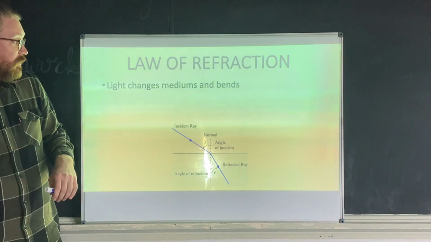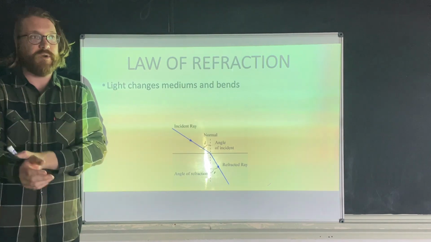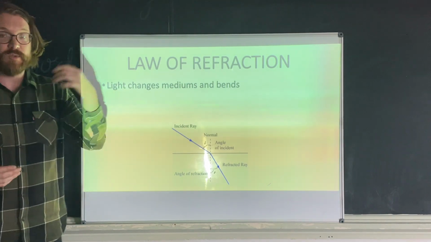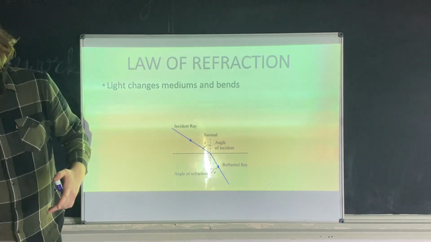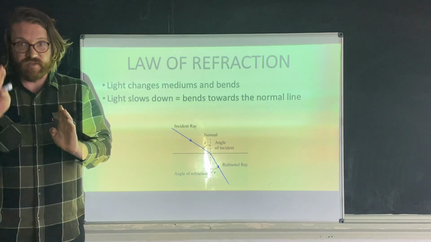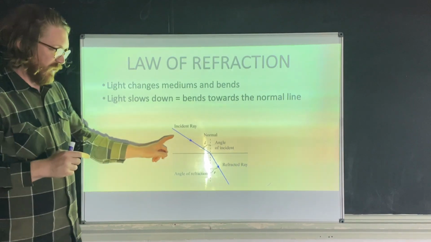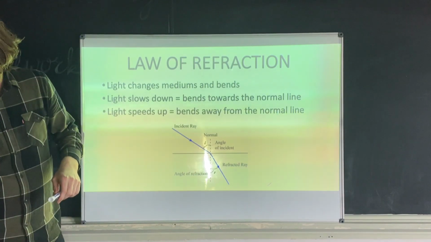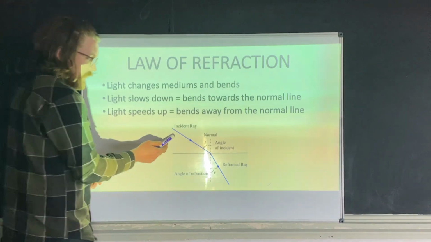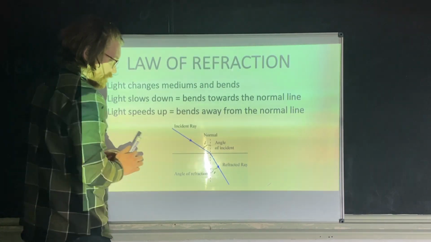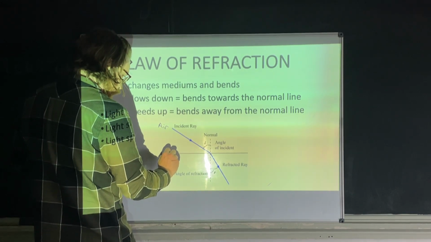Now, the law of refraction tells us that when light changes mediums, it bends. So when it goes from a gas into a liquid, it bends. When it goes from a liquid into a solid, it bends, right? We know that light waves, if they slow down, they bend towards the normal line. And that's what we're seeing here. If the light wave speeds up, it bends away from the normal line. So again, here we have a light wave coming down, and let's say this would be air, and down here would be water.